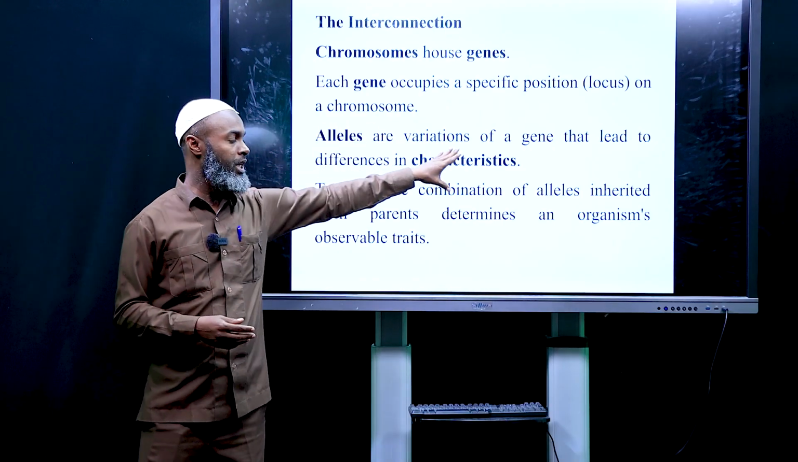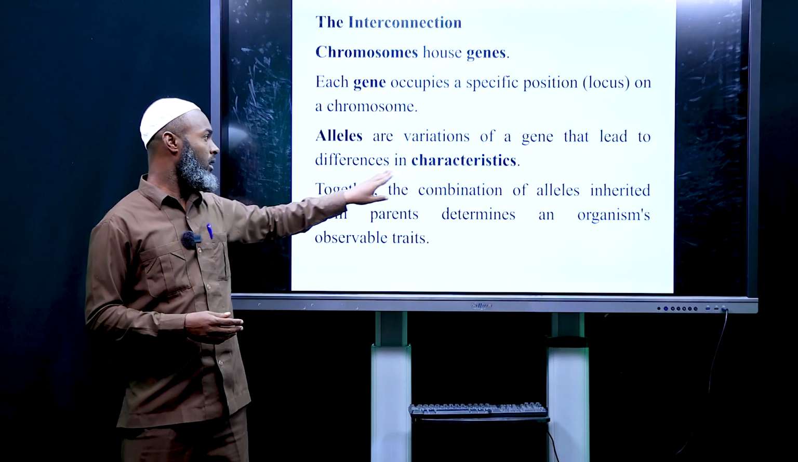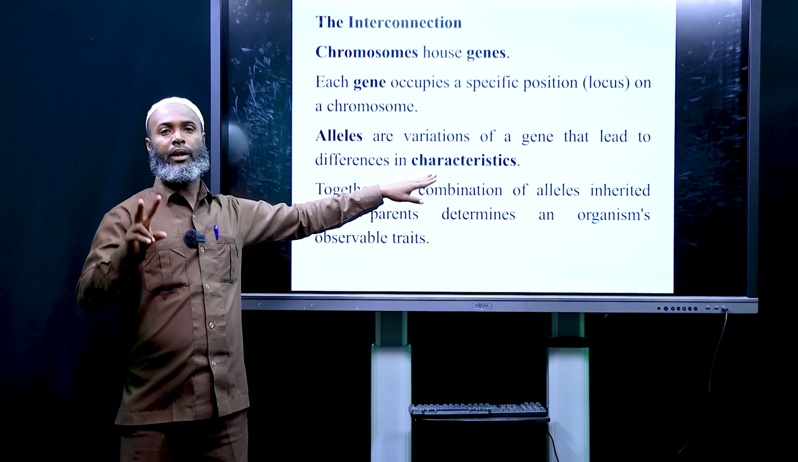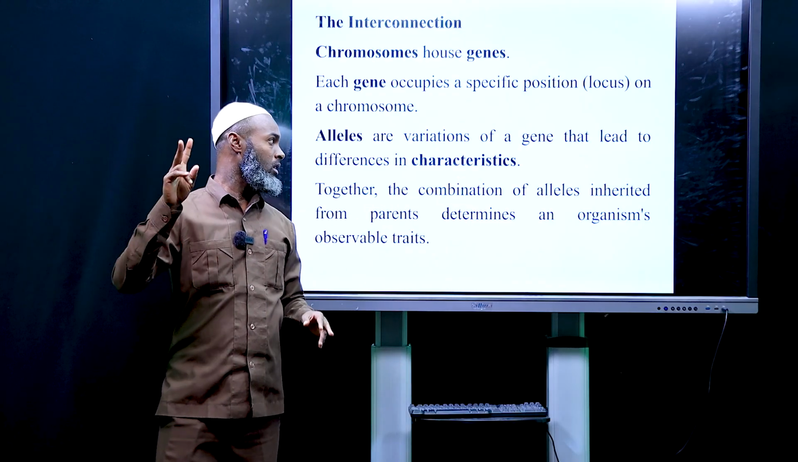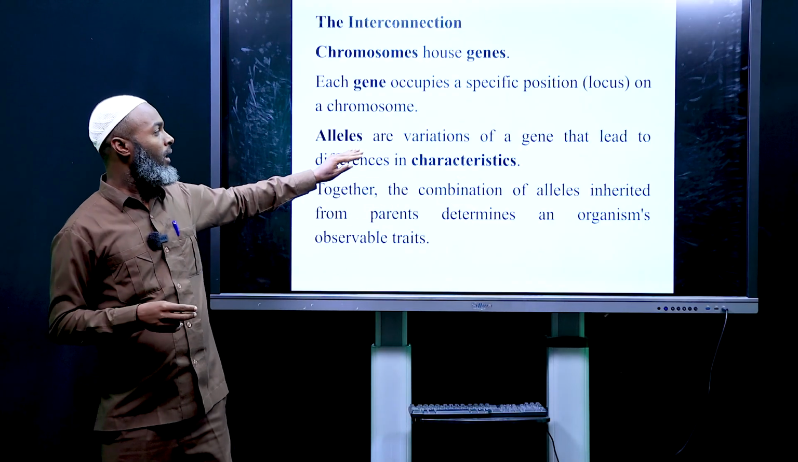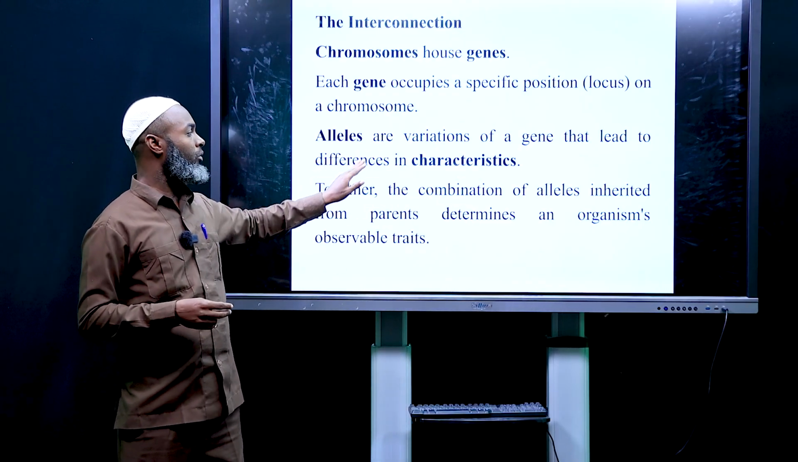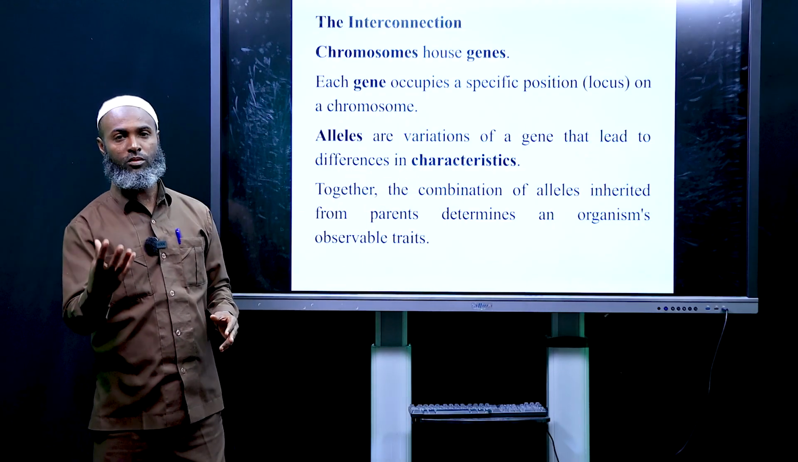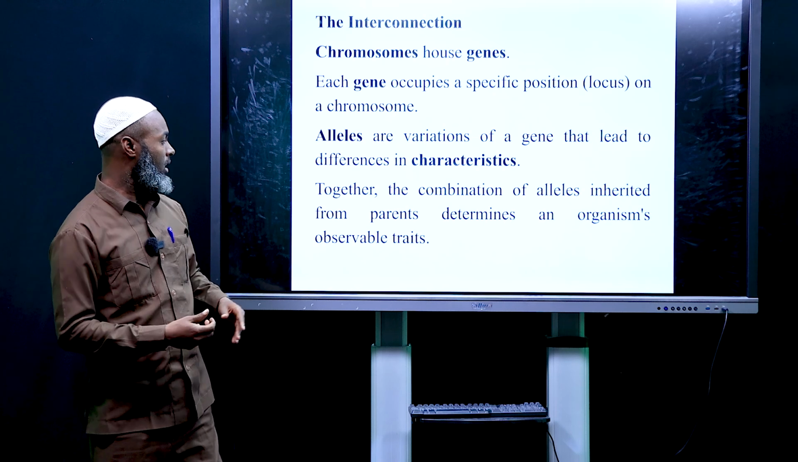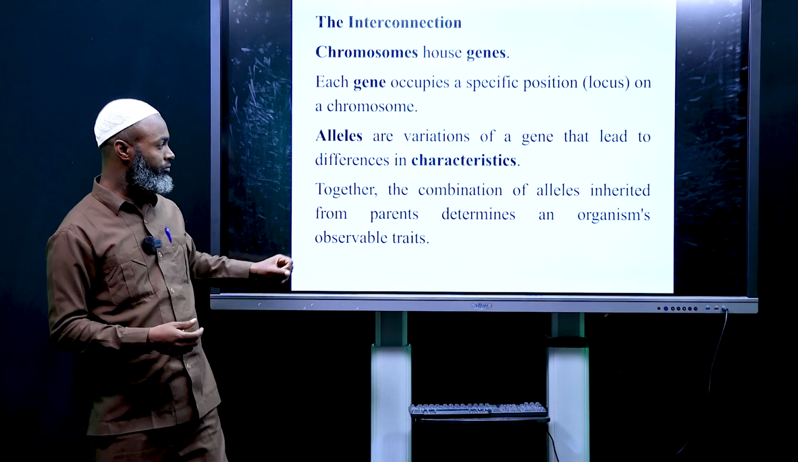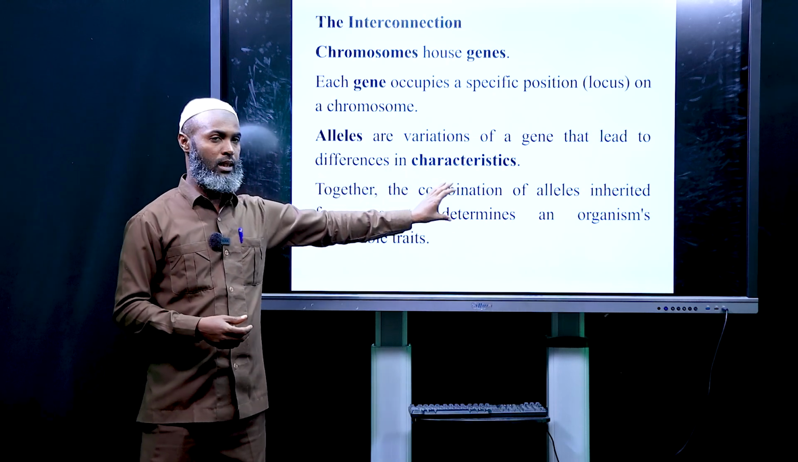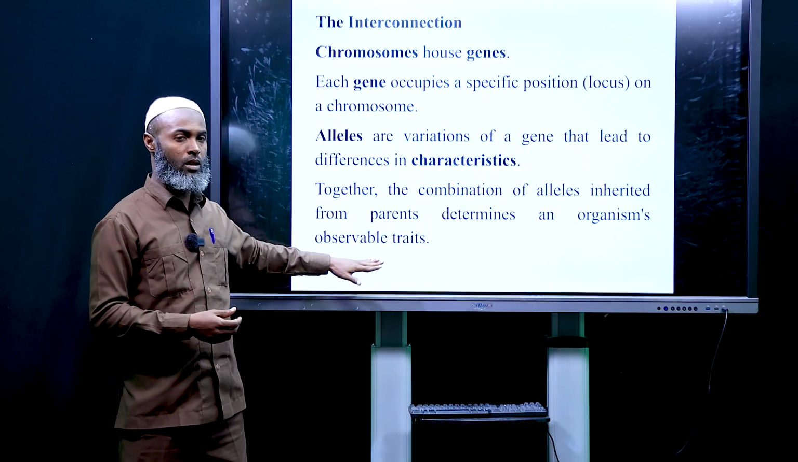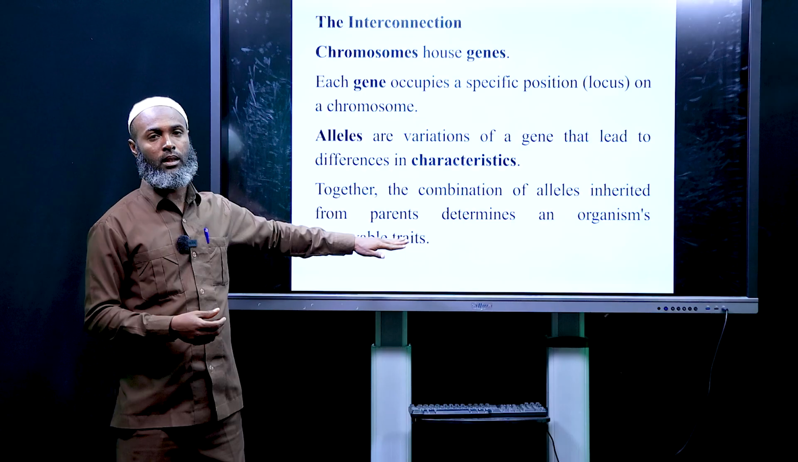Alleles are variations of a gene that lead to differences in characteristics. So a gene has two alleles. These two alleles determine and lead to variations in characteristics. Characteristics are traits or observable characteristics. So the combination of alleles inherited from parents determines an organism's observable traits. These observable traits are characteristics.